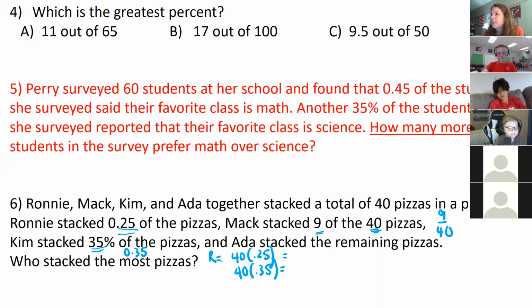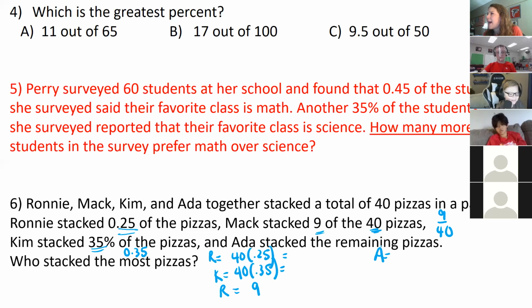Is anyone voting? Mac. Kevin said Mac. Noah S says Kim. Junior says Kim. Well, how many did Kim stack? What's 35% of 40? 14? We're getting more votes for Kim.